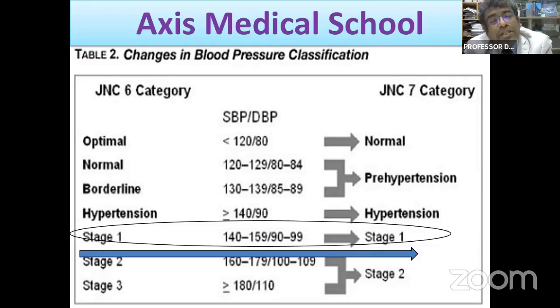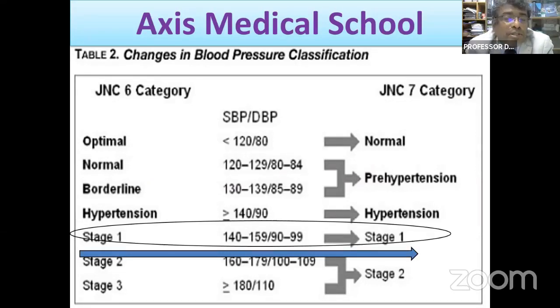And hypertension: if the blood pressure is 140 over 90 millimeter mercury or more, this is called hypertension. And what are stage 1, stage 2, and stage 3 hypertension? Stage 1 is 140 to 159 systolic and 90 to 99 diastolic. Stage 2 is 160 to 179 systolic and 100 to 109 diastolic. Stage 3 is if the blood pressure is 180 or more systolic and 110 or more diastolic.